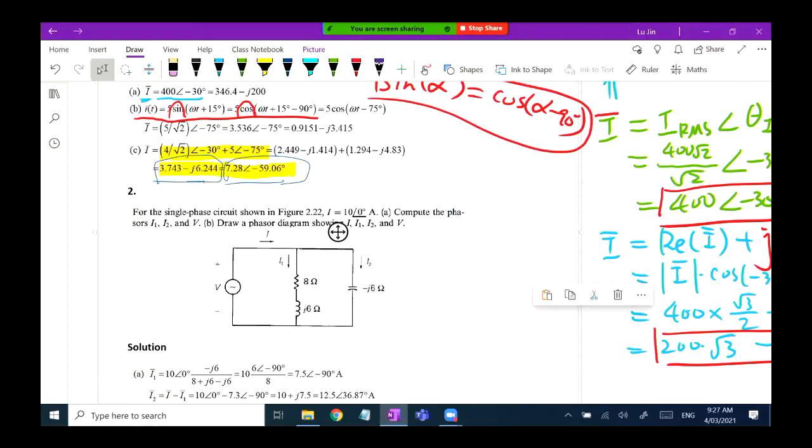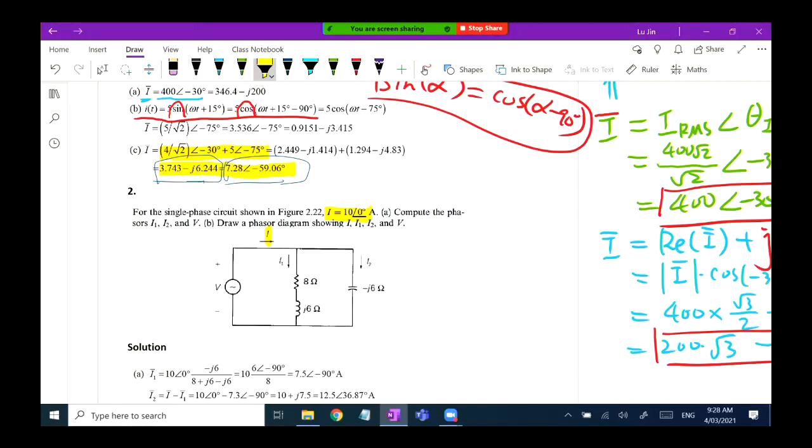Now, for the single phase circuit shown in the figure below, the current I is 10 magnitude with 0 degrees angle. So this is actually a phasor form, okay? Amps. The unit should be RMS. Actually, most notations like this that you see in this unit are RMS. Sorry for the confusion of the notations, but in the future, if we don't state otherwise, they are all root mean square values. And we compute the phasors I1, I2, and the voltage V.